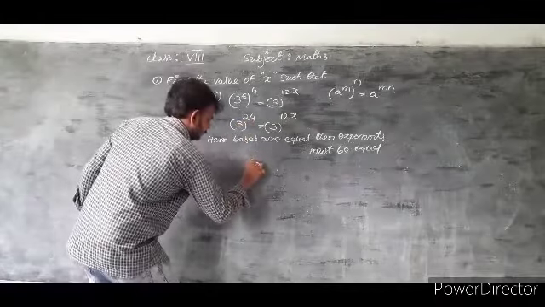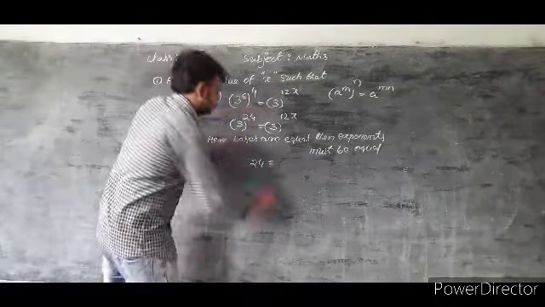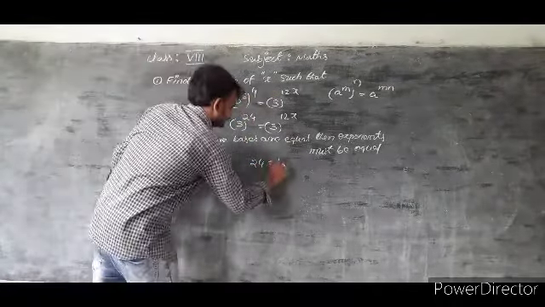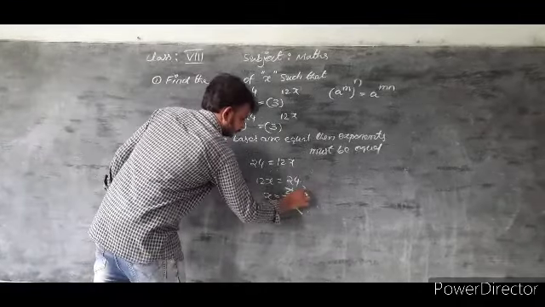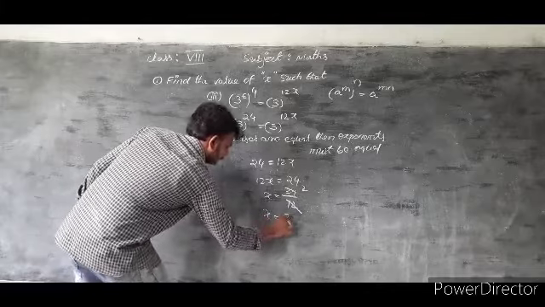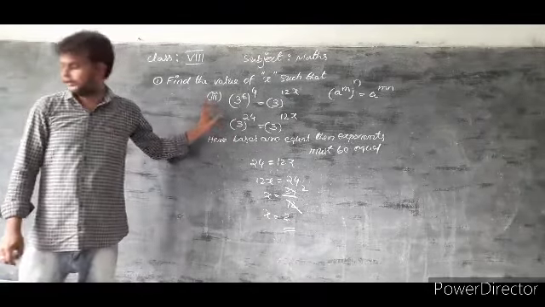So 24 equal to 12x. It is written as 12x equal to 24. Then x equal to 24 by 12. So 12 twos are 24, cancel. Then x equal to 2. So this is the third problem. Now fourth problem.